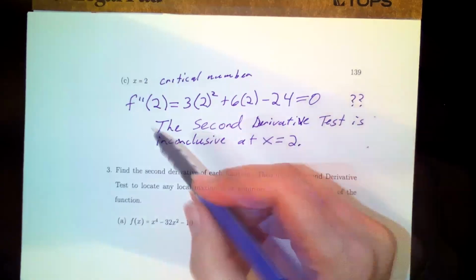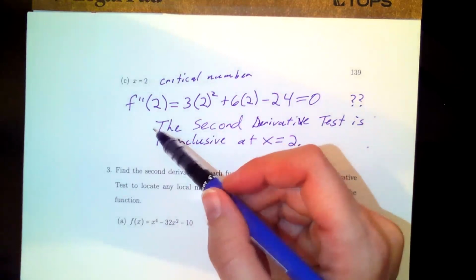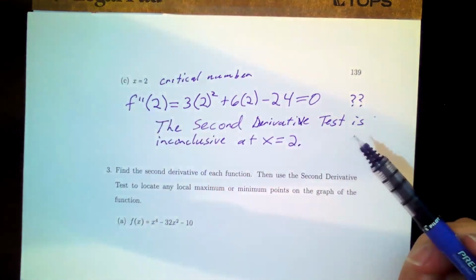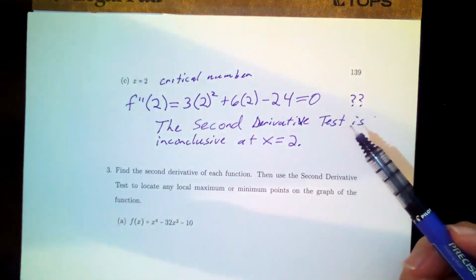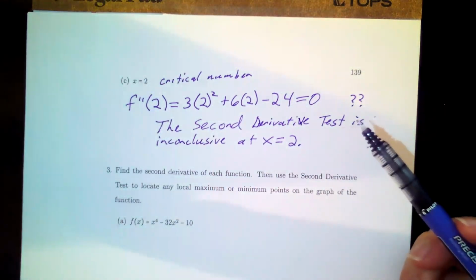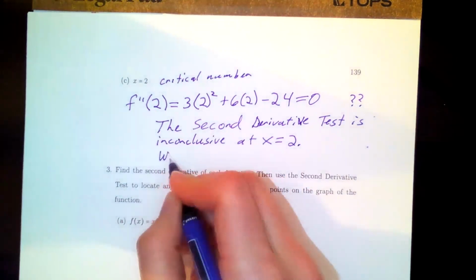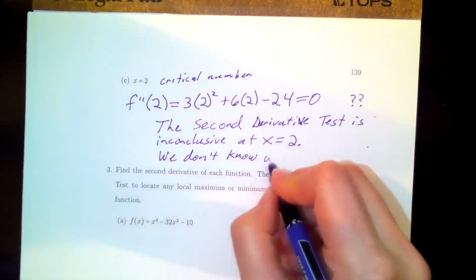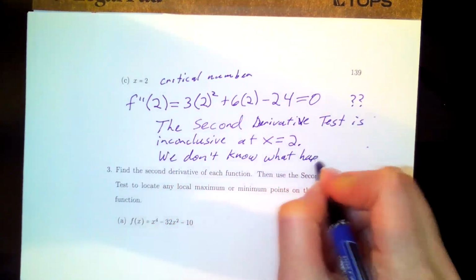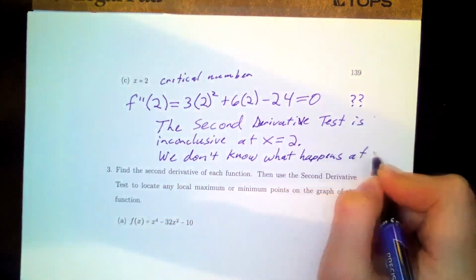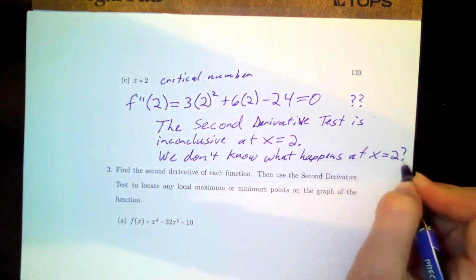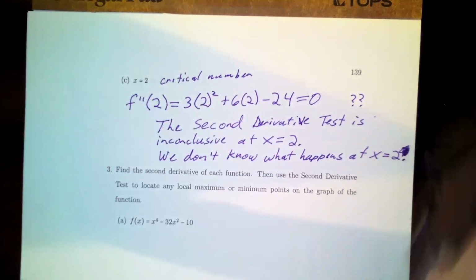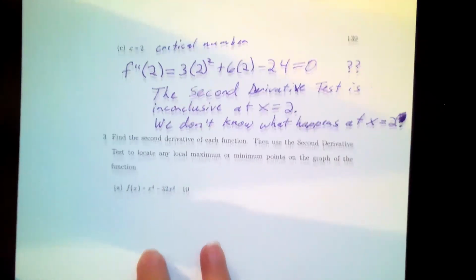So I would have to do the first derivative test, my number line analysis on this, to actually draw a conclusion about 2. So we would say that we don't know what happens at 2. Can't say for certain one way or the other. Well, that's a statement, not a question. Leave that there. We don't know what happens at x equal 2.